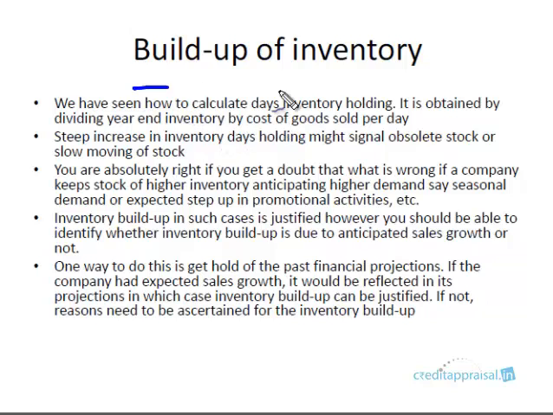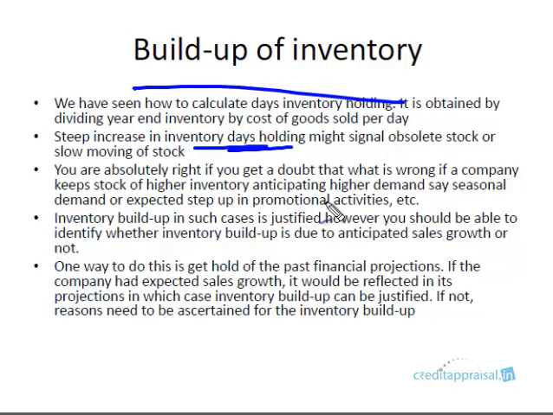Now, one more thing you need to watch out for is the buildup of inventory, right? If you see inventory piling up, if you see a steep increase in the inventory holding, it might signal obsolete stock, or slow moving stock. Now you might ask, what's wrong if a company keeps higher stock? There's nothing wrong in keeping higher stock, right?